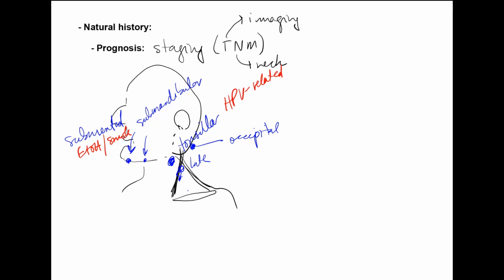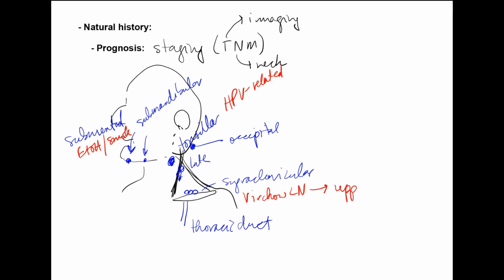The last group is here in the supraclavicular area, and these are unique because this is very near to where the thoracic duct drains. These are the so-called Virchow's nodes, and they are important because they can manifest metastases from the upper GI tract, including stomach and pancreas.